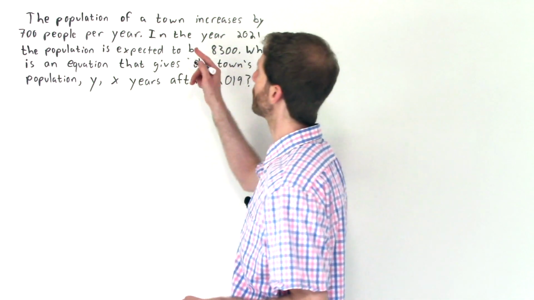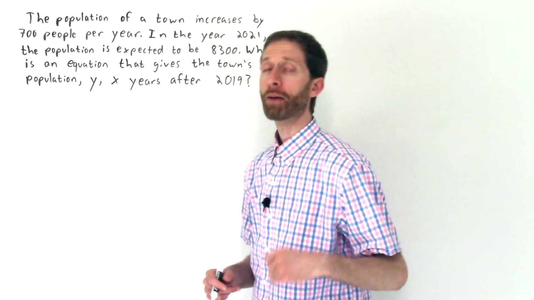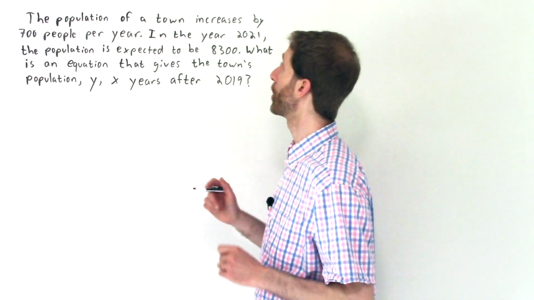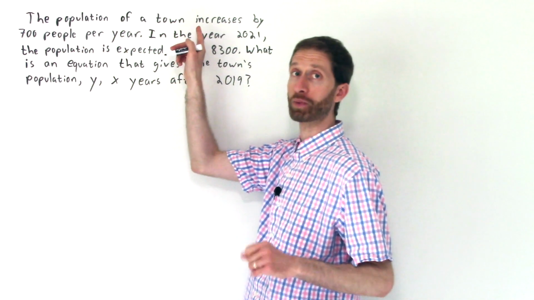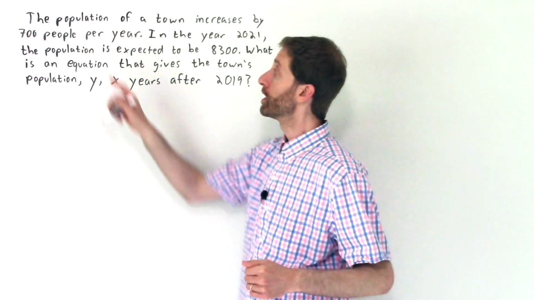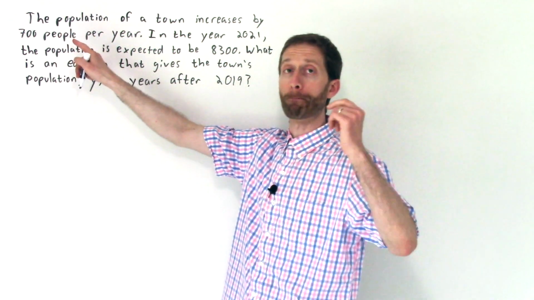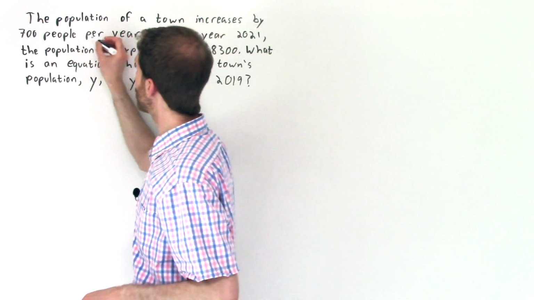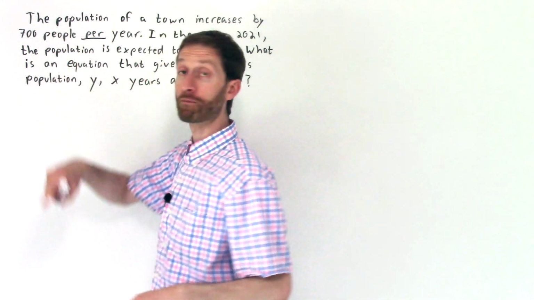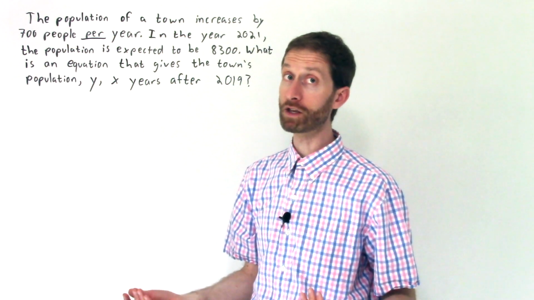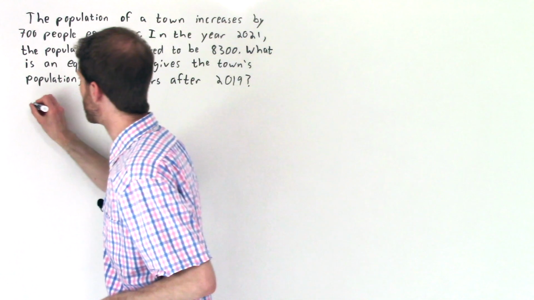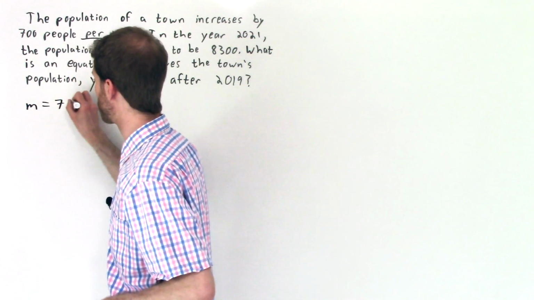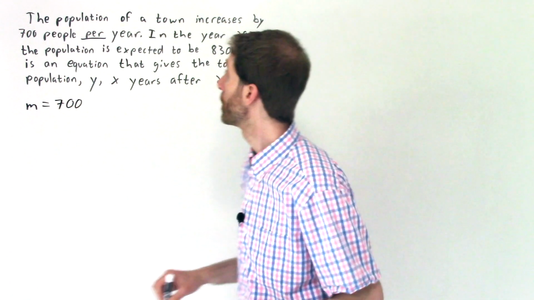The population of a town increases by 700 people per year. Now, if you didn't hear slope in the word increases, the idea of 700 people per year means everything. So that per year, that's the rise of people per a run of years. So I'm just going to write down right here that m is equal to 700 before I even know what I'm asked to do. We'll keep reading.